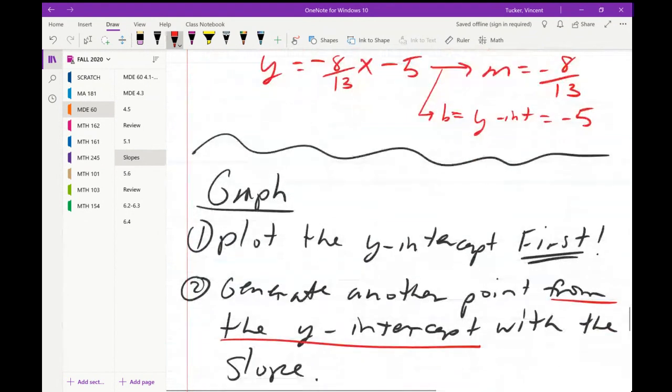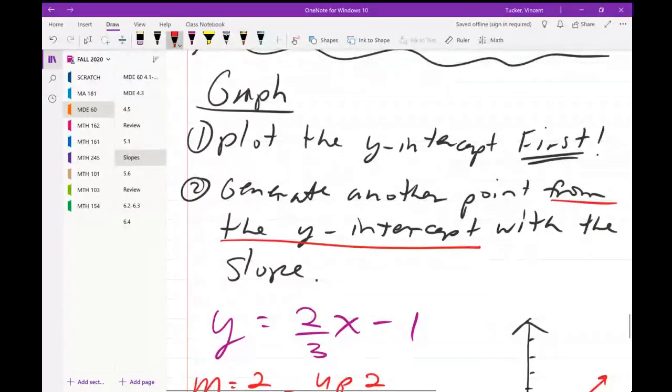All right, so directions on how to use that slope to graph. First, you'll plot the y-intercept. Then you'll generate another point from the y-intercept with the slope. So make sure, and you'll see in a second, that you start from the y-intercept, not from the origin. When you use the slope information, your slope is not a point, so we don't go back to the origin, we go to the y-intercept.